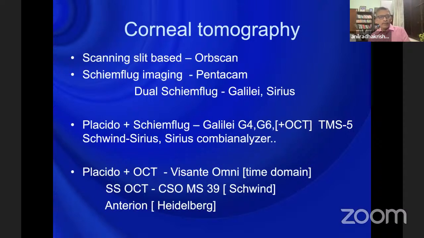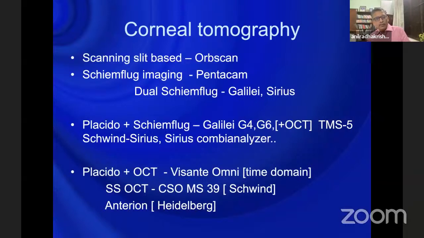So briefly about tomography, the first thing is the OrbScan, which was based on scanning slit technology. Then came the Scheimpflug system, in which there is something called the Pentacam. Then there are modifications of that. There's a dual Scheimpflug which is utilized in Galilei as well as Sirius. Then Galilei had the bright idea of combining Scheimpflug along with the Placido, because Placido is very sensitive. So they got this Galilei G4. They incorporated OCT also into that, and they called it Galilei G6. And even the Schwind series uses similar technology. Because OCT is sensitive to look at the corneal thickness, Placido plus OCT can also be utilized.